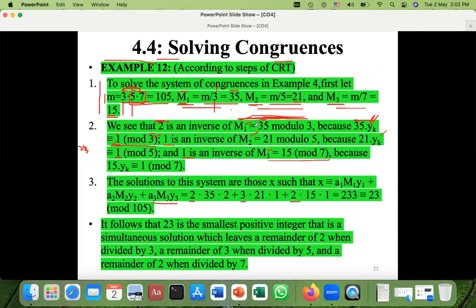For m1, m2, and m3, you have the values 35, 21, and 15. And these are the inverses. 2 is the inverse that you have found here, and similarly 1 is the inverse here, and similarly the final one is the inverse here. Now multiply and sum up, and then you will get 233 as the final integer.